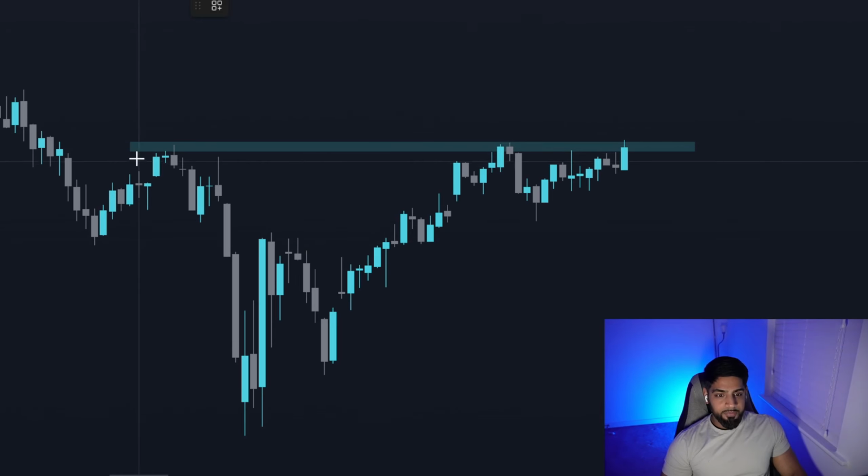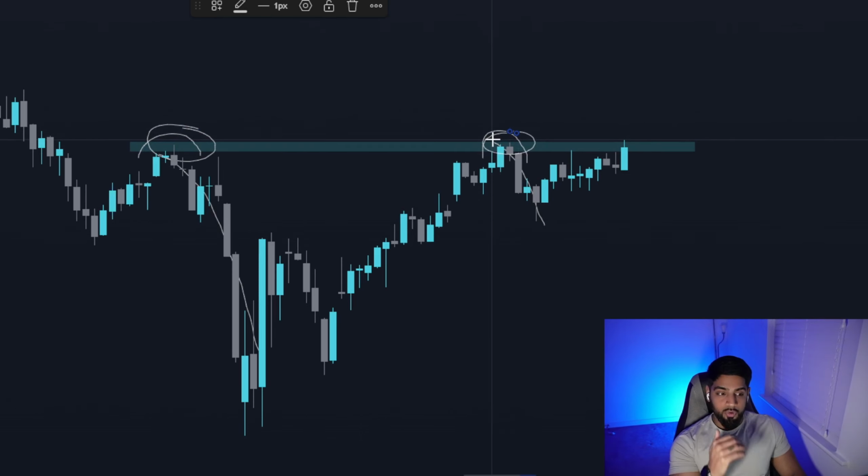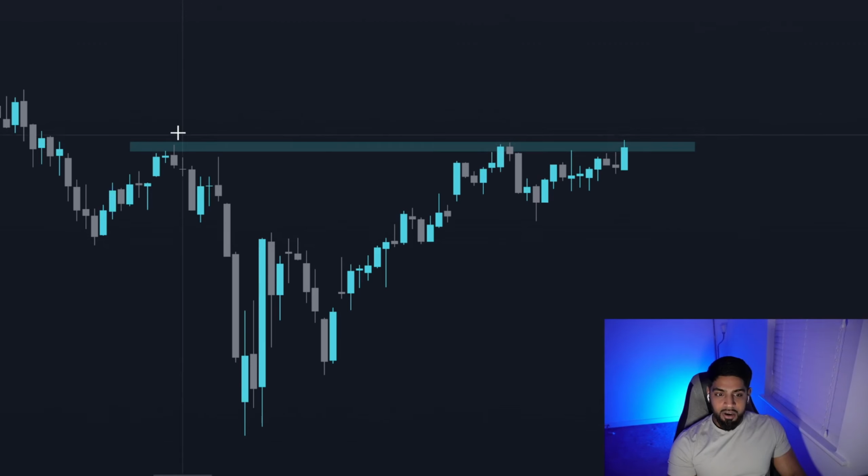Price came up, tapped into this resistance, dropped. Came back up, tapped into this resistance, dropped. So what that means is this is a key area where a lot of people are going to be trying to short from. Not only that, but this is also going to be a key area in the market where people will have their stop losses above. Everybody who shorted here will have their stop loss just above. Everyone who shorted here will have their stop loss just above.